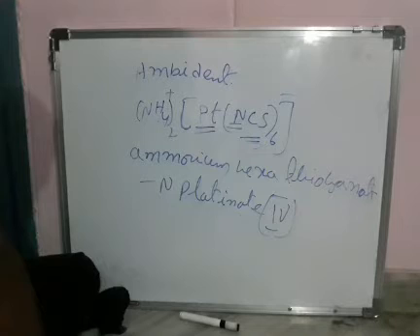That is the rules for writing the formulas. While writing the names, the cation part must be listed. That is the first point. After that, the coordination sphere, and naming of the ligands.